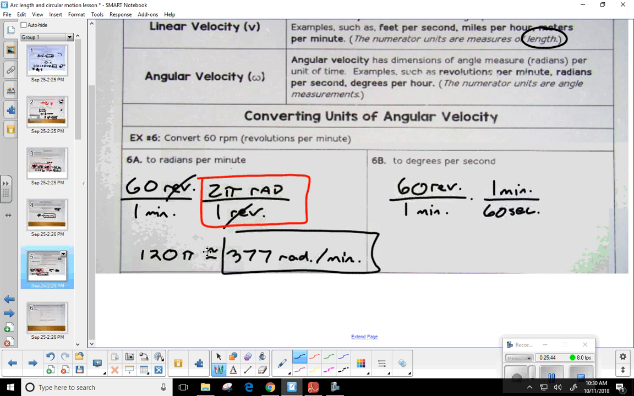Oh, not 2 pi. Because remember, we want what? We want degrees. Did I say radians? Sorry, I want degrees. We want degrees. Sorry.